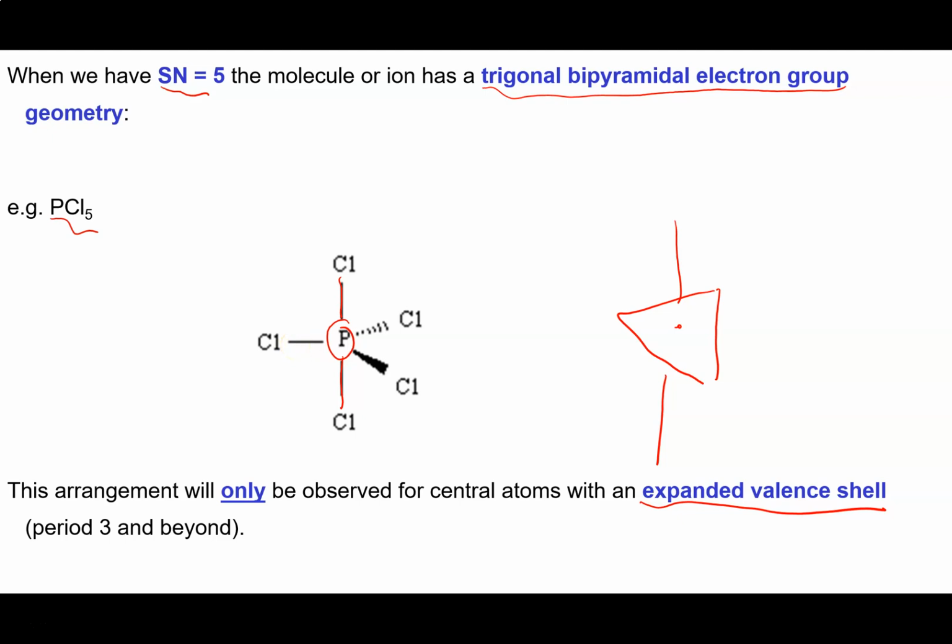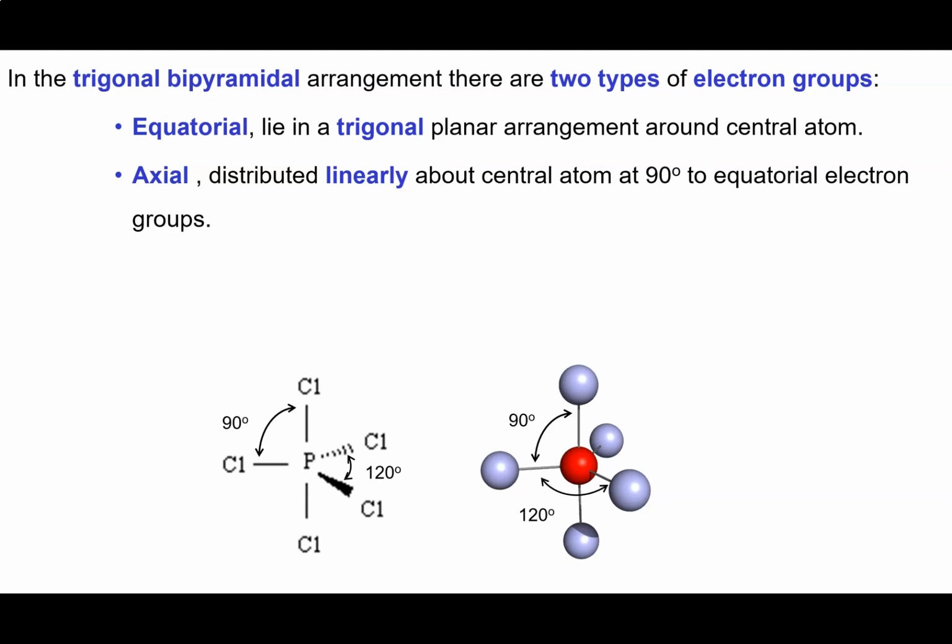So for trigonal bipyramidal, you can see there are really 2 types of atoms. There's these guys that are above and below the central plane, and then there are these guys that make up that central plane. So these are broken into 2 categories. We talk about the ones that lie around the middle in a trigonal planar arrangement with 120 degrees between them. They're referred to as the equatorial electron groups. And then this second set that are above and below the equatorial group, they're referred to as the axial set of electron groups, and there are 180 degrees between each other and 90 degrees between them and the equatorial set of electron groups.